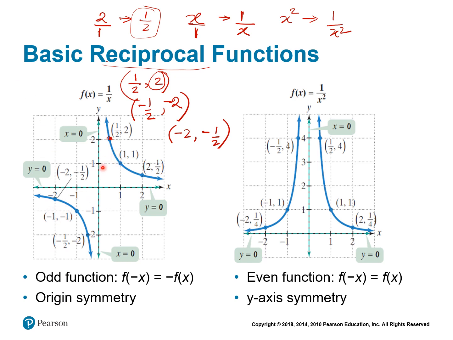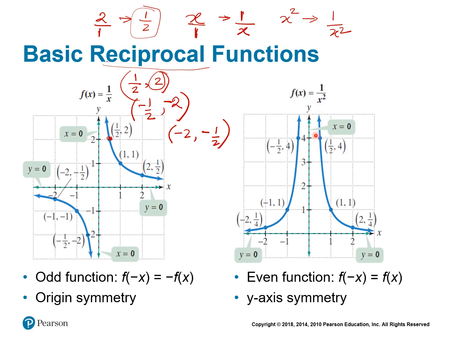So let's look at the points here. This point had half comma 2. For an odd function which has symmetry about the origin, it becomes negative half comma negative 2. 1 comma 1 becomes negative 1 comma negative 1. 2 comma half becomes negative 2 comma negative half, right? That's origin symmetry. Let's look at the graph on the right hand side, which has the function 1 divided by x squared.